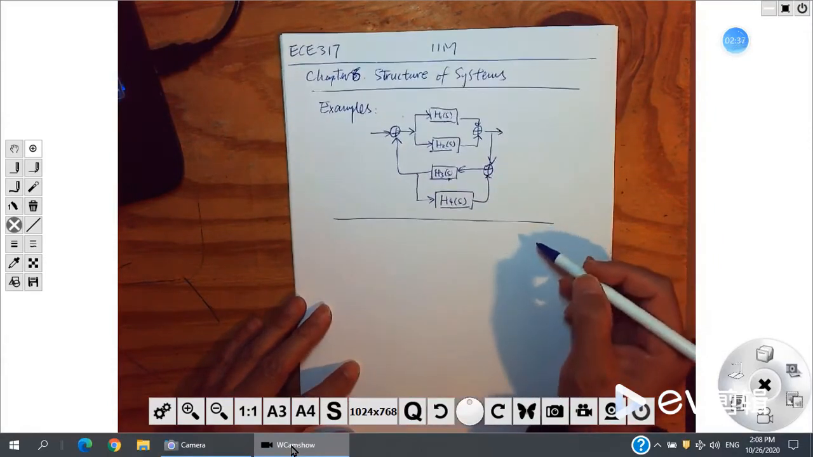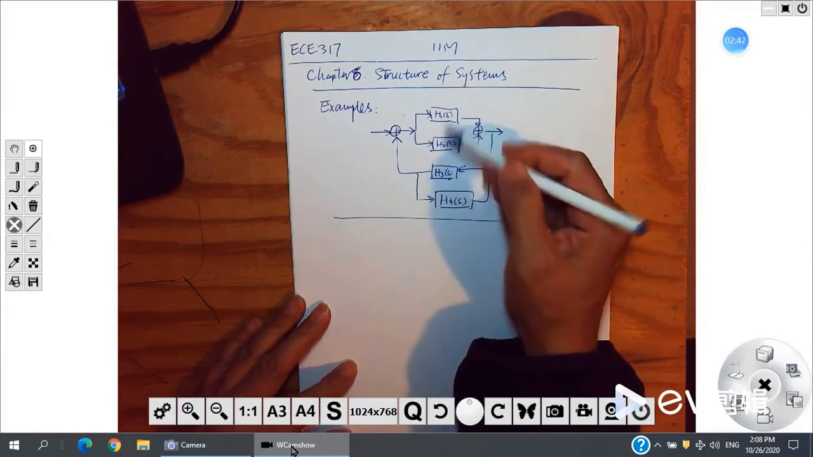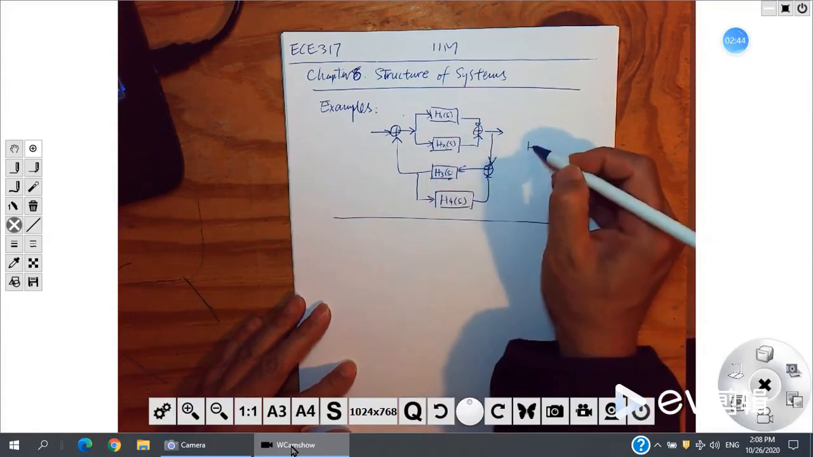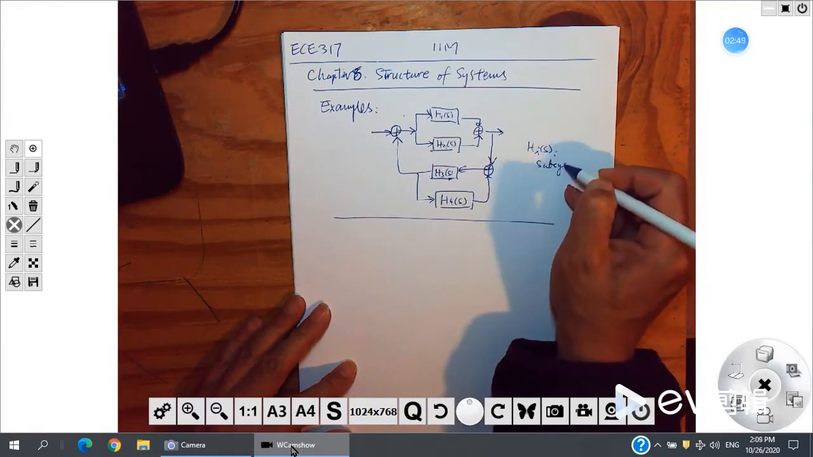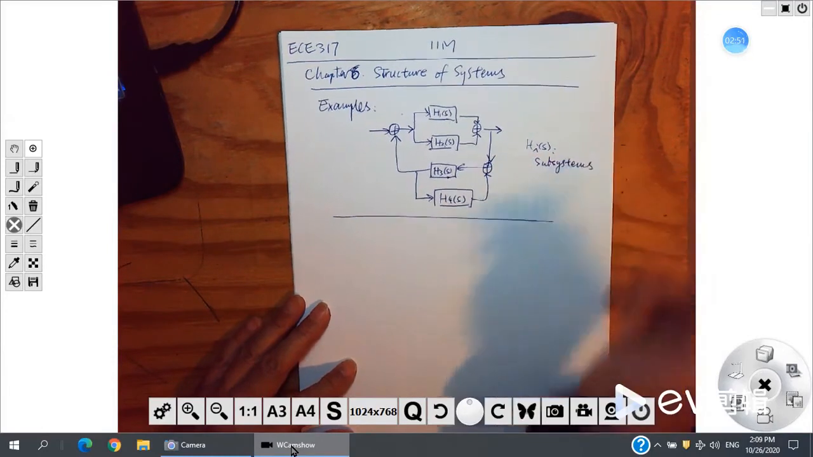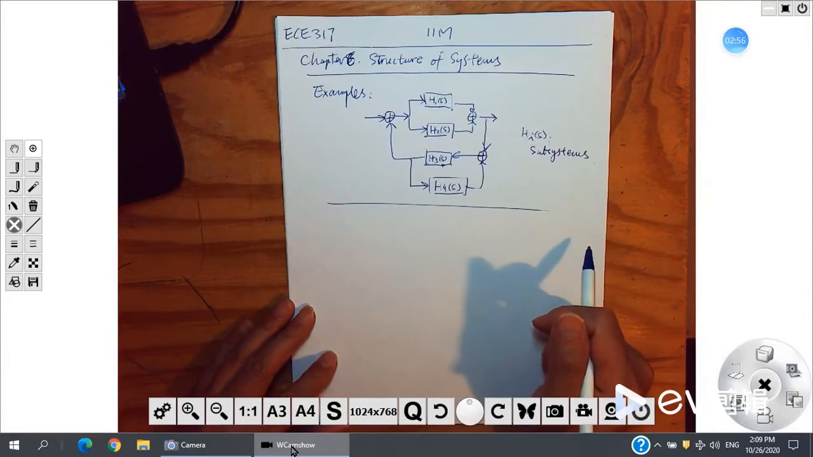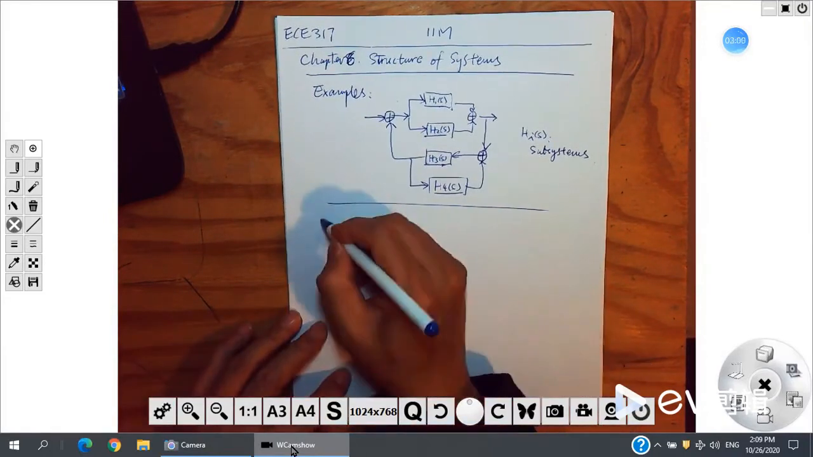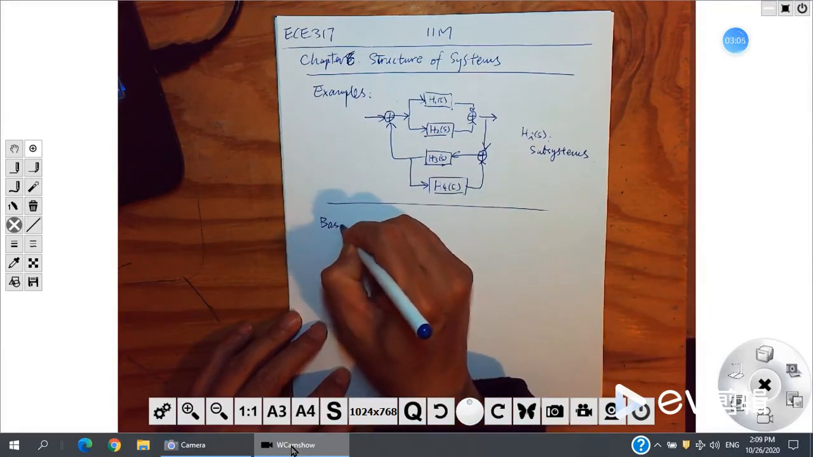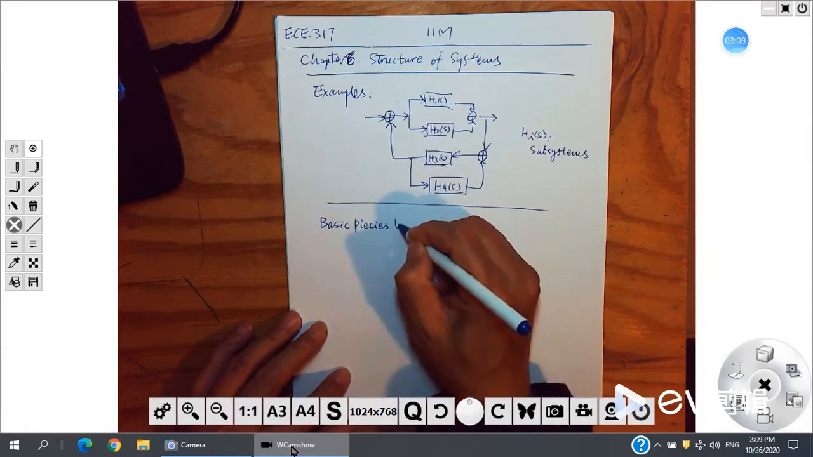And each of H1, H2, H3, H4, we can call them subsystems, right? The Hi of S, they are subsystems. And the smallest subsystems, you can also consider them as the basic pieces to build a system. We say the basic pieces to build a system.